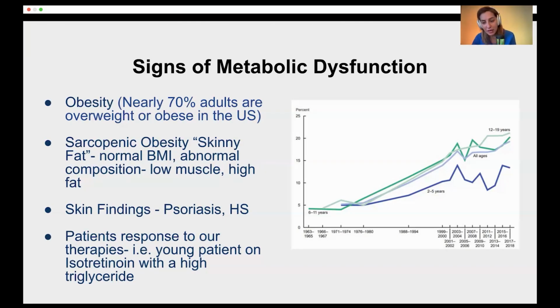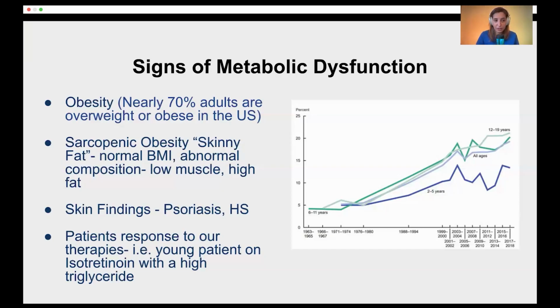So you have a normal BMI, which is also where the BMI is a little bit limited in being able to fully understand metabolism. You might have a normal BMI, but you have an abnormal composition. If you look at what makes up your body, you have a low muscle amount and high fat. You might look kind of skinny from the outside, but that's also considered obesity, which we're not catching as much. If we tried to pick up sarcopenic obesity, where we'd have to do body compositions on everyone, that number of 70% is probably going to be even higher.